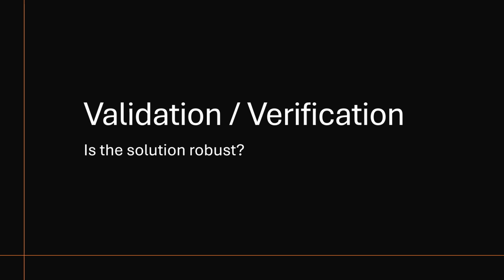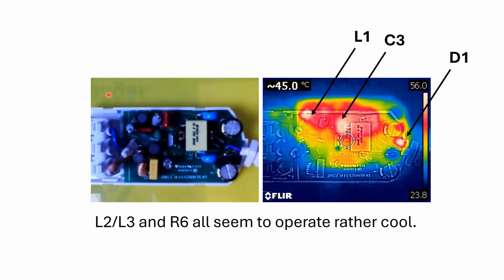Sometimes it's good just to validate and check your solution. Is it robust enough? You could typically do this just by plugging in and seeing if it works for a sustained amount of time. I chose here to do a little bit more. I used an infrared camera here to understand the heating picture and to understand if the components I replaced got too hot. So here are the line inductors I replaced.